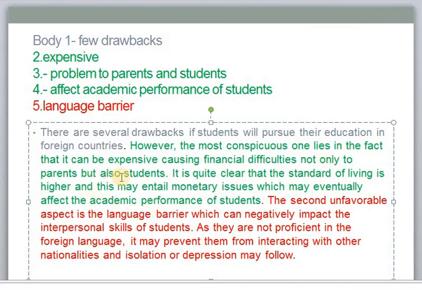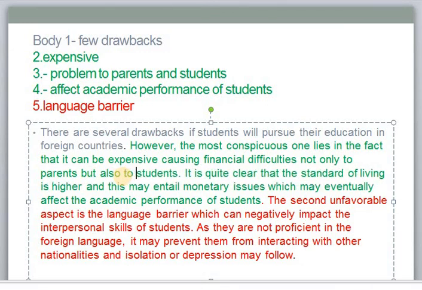Okay? So, this is a good expression or a good phrase. The most conspicuous one. Conspicuous simply means clear. It means obvious. It means apparent. But those words are quite simple, right? You might get a low score for that. So try to use this kind of template. However, the most conspicuous one. And then, you try to give more details.